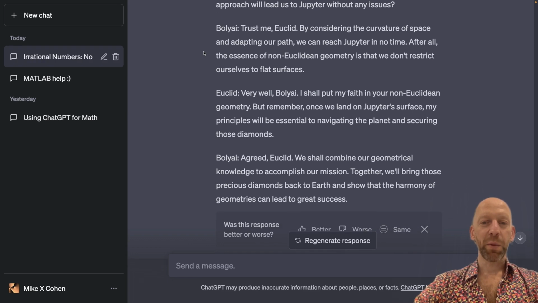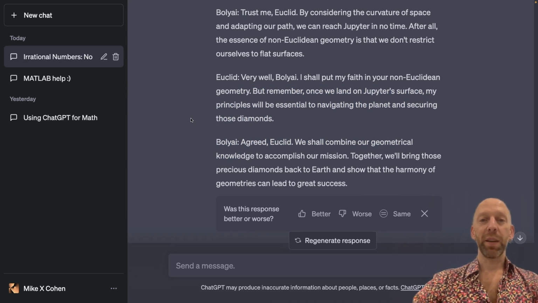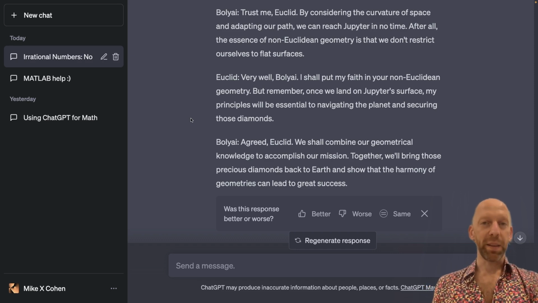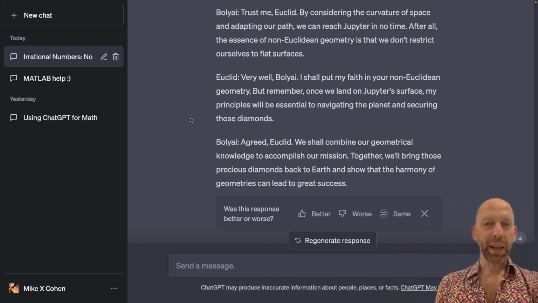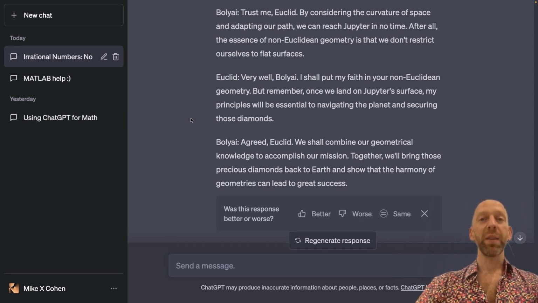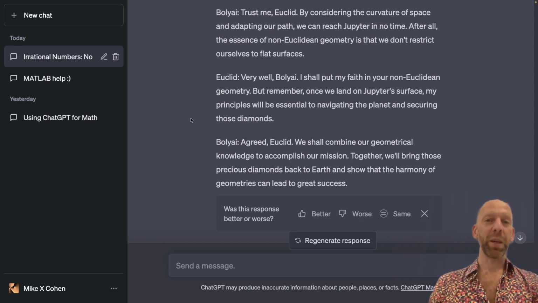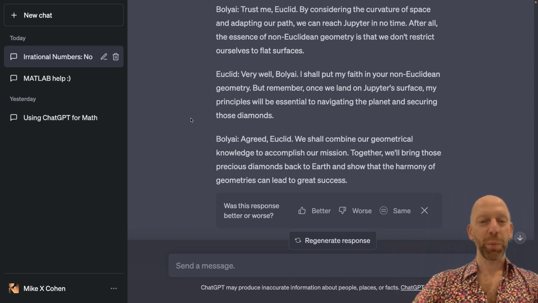In the end, Euclid is saying, once we land on Jupiter's surface, then my principles will be essential to navigating the planet. This is also an insightful concept: Euclidean geometry, even when it's not strictly relevant, like on the surface of a planet, is still, at relatively close distances, very simple, and such a good approximation that there's really no need to worry about the complexity of non-Euclidean geometry.